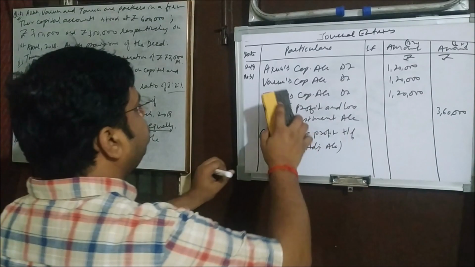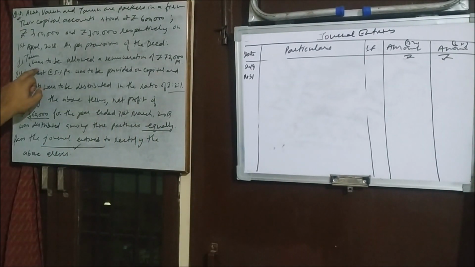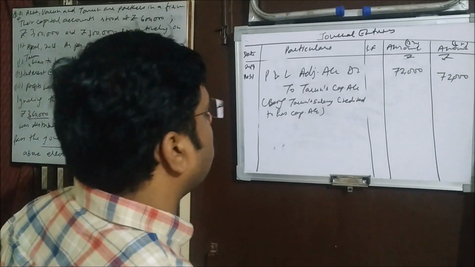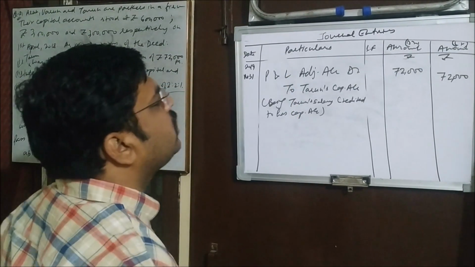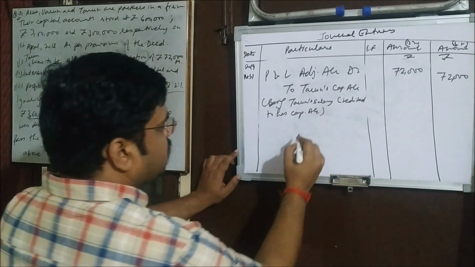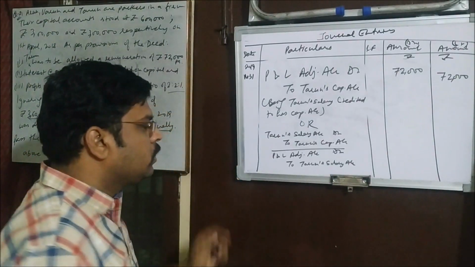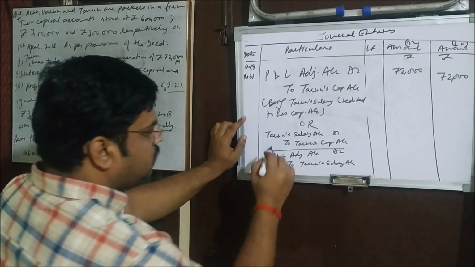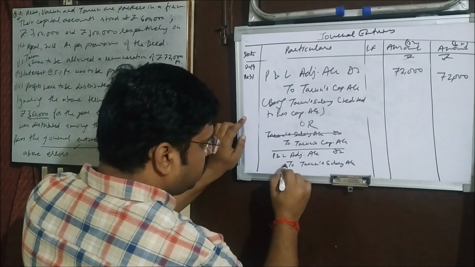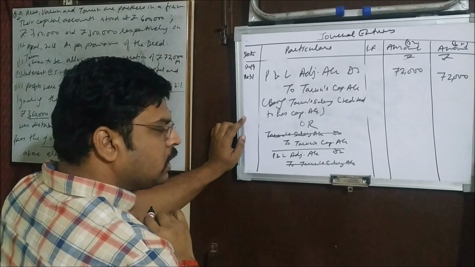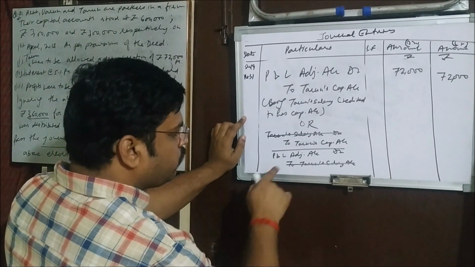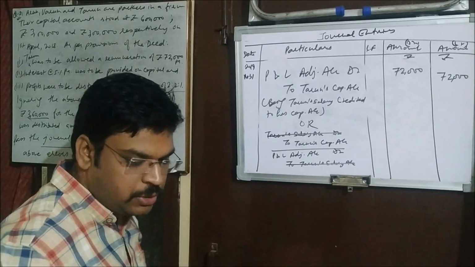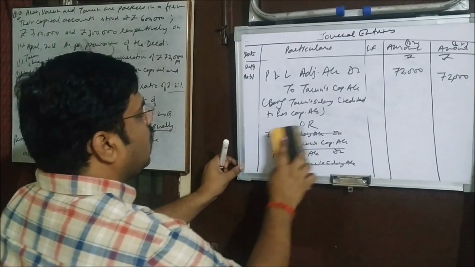So the next entry is related to Tarun's salary. Being Tarun's salary credited to his capital account. See, instead of passing one entry, we can pass two entries as well. I just write down here in short. Instead of passing these two entries, we have passed a single entry because here Tarun's salary debited and Tarun's salary credited will be cancelled, and what will be left? Profit and loss adjustment account debit to Tarun's capital. The same entry we have passed. Now let's move on to another entry.